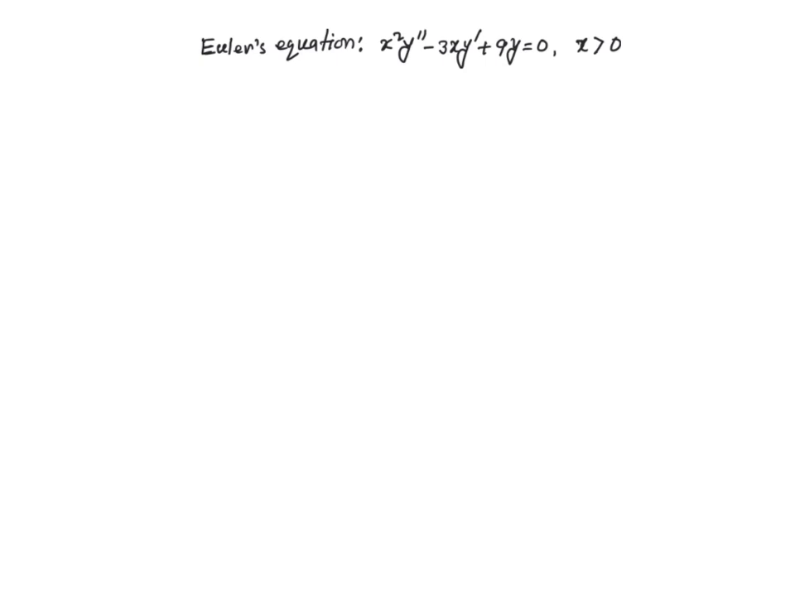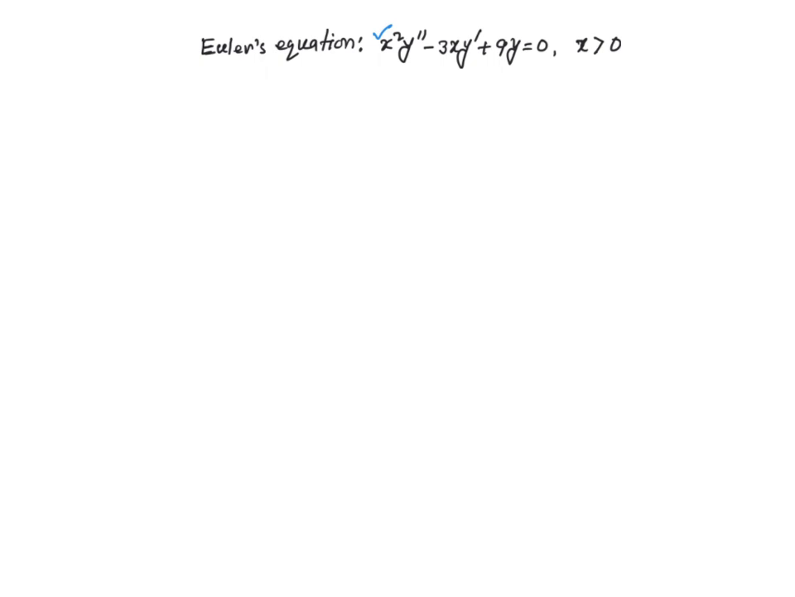In this video, I'm going to solve this Euler's equation. It is x squared y double prime minus 3x y prime plus 9y is equal to 0 with positive x, meaning x is greater than 0. Now, let's go ahead and try to solve it.